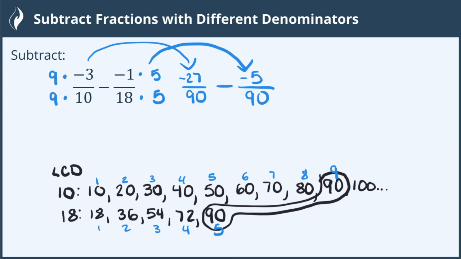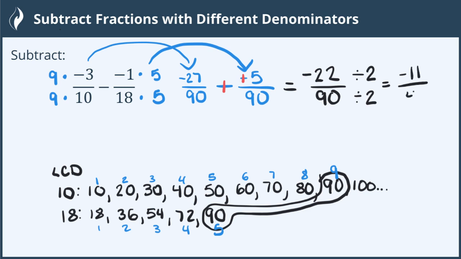Now, whenever I have to subtract a negative, I like to change this to add the opposite, since a negative times a negative is positive. So here I have negative 27 plus 5, which makes negative 22 over the common denominator that we found, which is 90. Now I'm going to look through this and see if there's any way I can simplify this fraction. And I see they're both even, so I'm going to divide them both by 2, and I get negative 11 over 45. Nothing goes into 11 and 45, so it can't simplify anymore, and that is our answer.